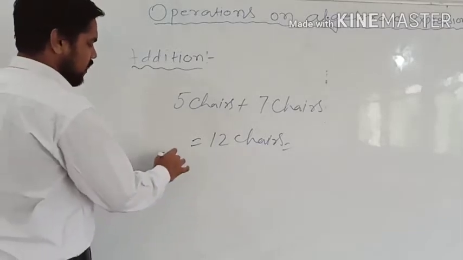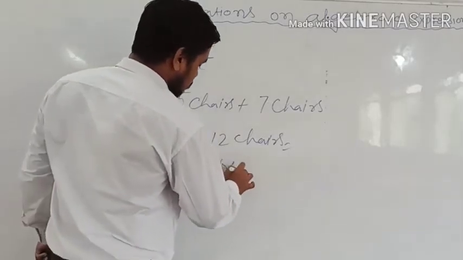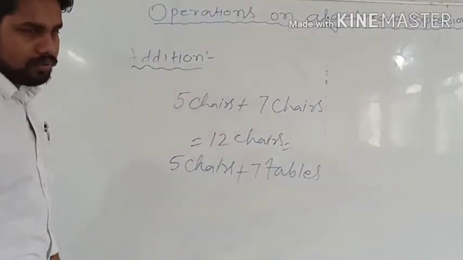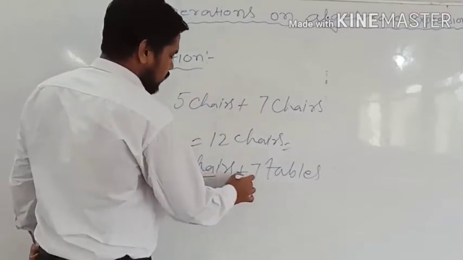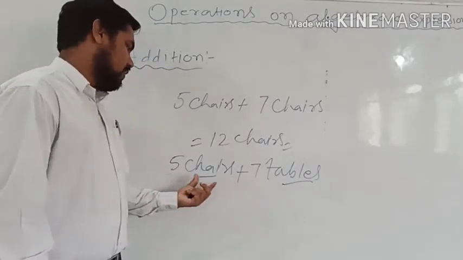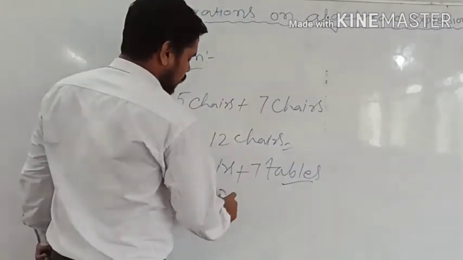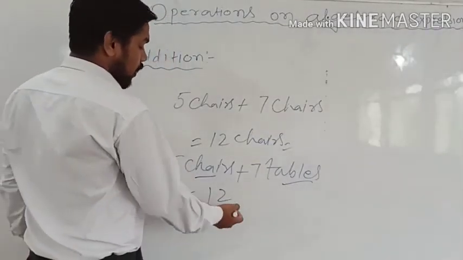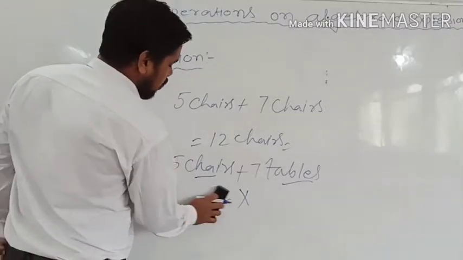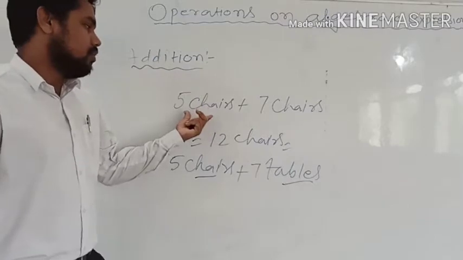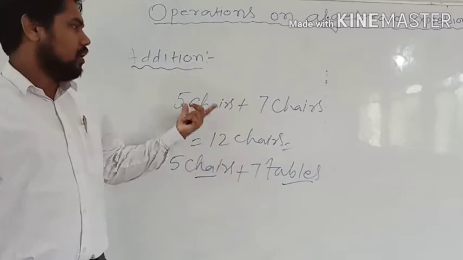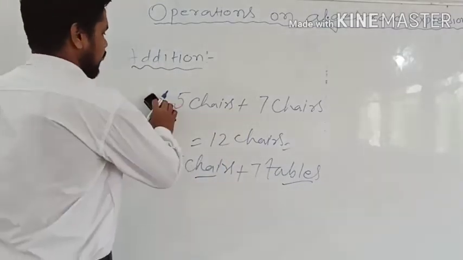But if it is, suppose, 5 chairs plus 7 tables, then will you add? No, then it will not add. Why? Because these terms are not the same. So here we cannot add 7 plus 5 and say 12, because if you say 12, then 12 chairs? No. 12 tables? No. So this is wrong. This is not the correct concept. When two terms are like, then only you can add. This is the basic concept of addition of algebraic expressions.